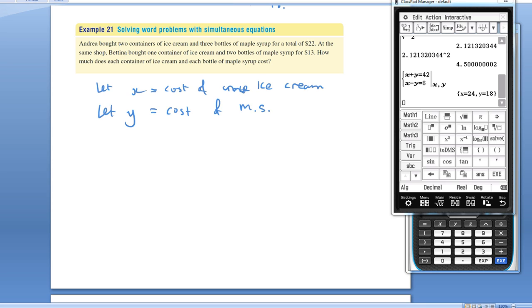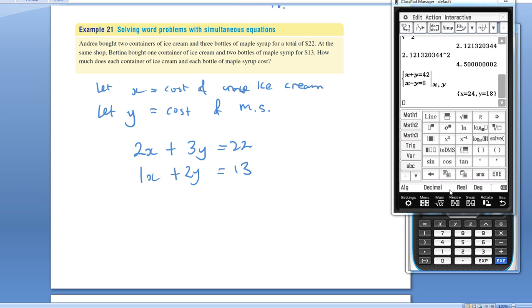I know that 2 lots of ice cream and 3 bottles of maple syrup will cost us $22. The way I write this as an equation is 2x, that is 2 lots of ice cream, plus 3y, 3 lots of maple syrup, must equal $22. Now, I'll always give you this second bit of information. So 1 container of ice cream, that is 1x, plus 2 bottles of maple syrup, 2y, is $13. There are our 2 equations.